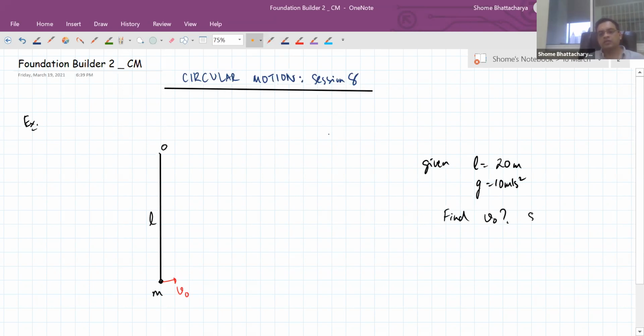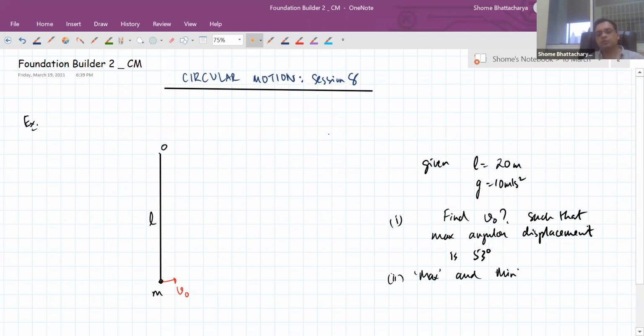Find V naught such that the maximum angular displacement is 53 degrees. It goes to a maximum of 53 degrees, and based on that we have to find the maximum and minimum value of tension in the thread. Maximum and minimum tension during this motion. So through this question, we will just recap the concepts that we learned in the last lecture. Then we'll move on to the concept ahead of that.